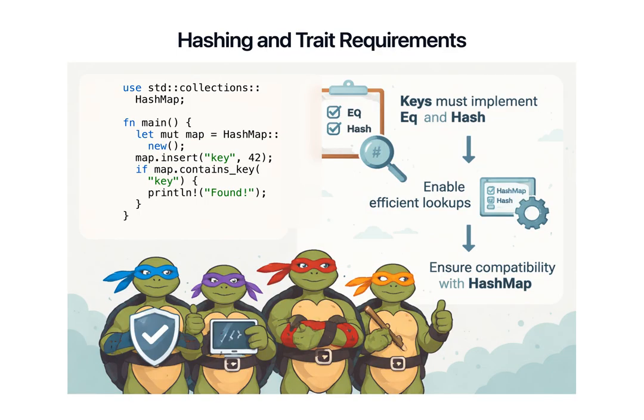To use a type as a key in a HashMap, it must implement the Eq and Hash traits. This requirement ensures efficient lookups and compatibility with the HashMap structure.